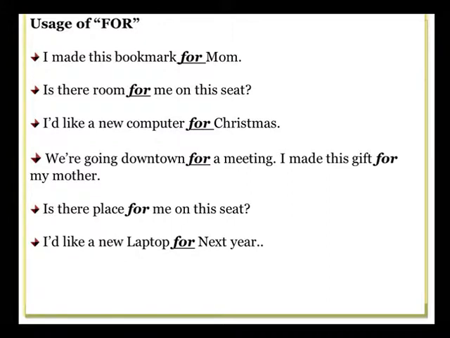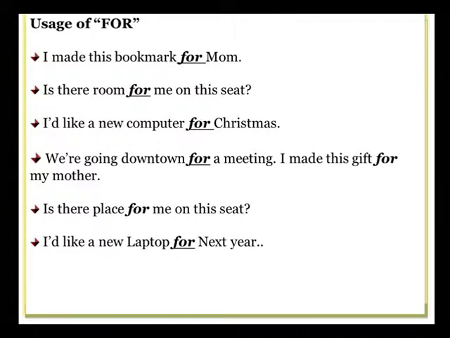Is there room for me on the seat? So for is again linking the room with me. I'd like a new computer for Christmas. That means for this particular occasion, on this purpose of Christmas, I'd like a new computer. So for, if you can understand, indicates a specific reason, objective or purpose behind the action.